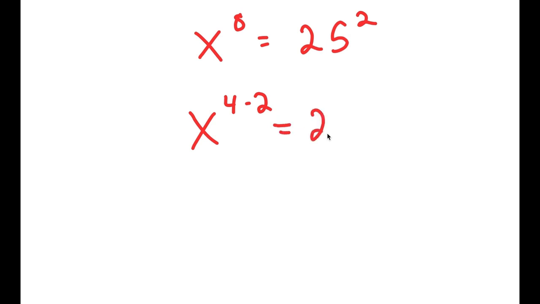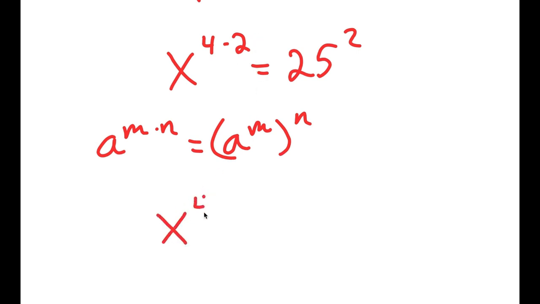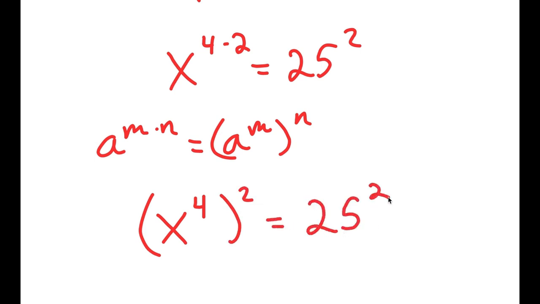Alright, so in this video, I'm going to solve the equation x to the power of 8 is equal to 25 squared. To solve this, I'm going to first rewrite this as x to the power of 4 times 2 is equal to 25 squared. If I have something in the form a to the power of m times n, this is equal to a to the power of m to the power of n. So x to the power of 4 times 2 is equal to x to the power of 4 to the power of 2, and this is equal to 25 squared.